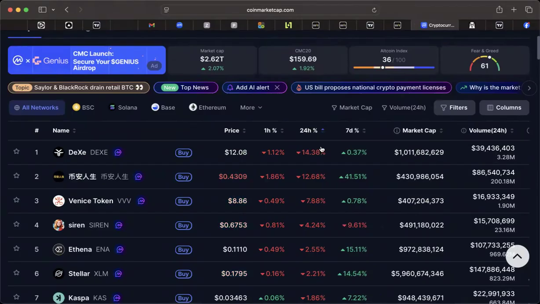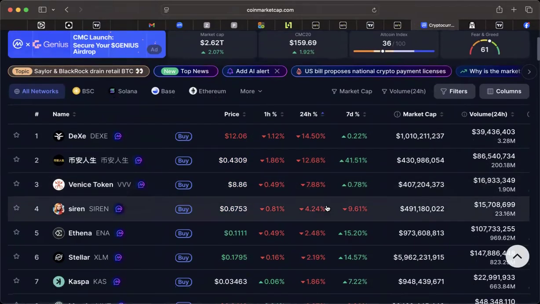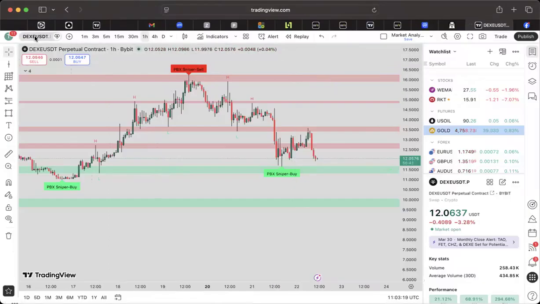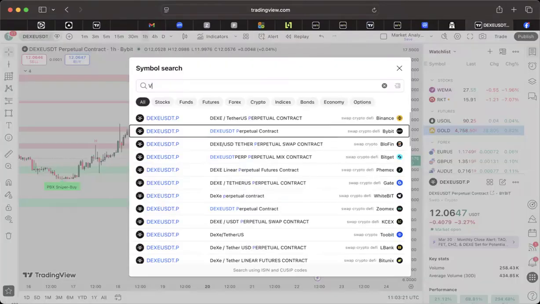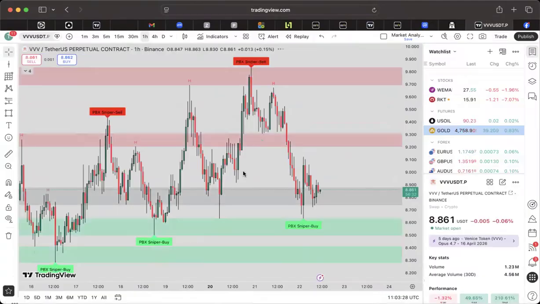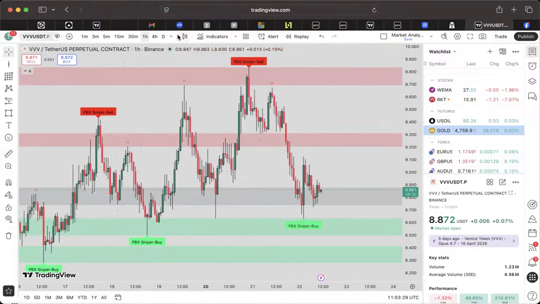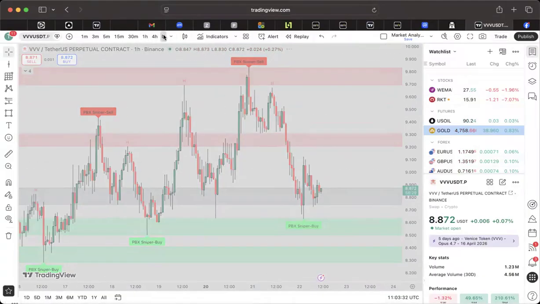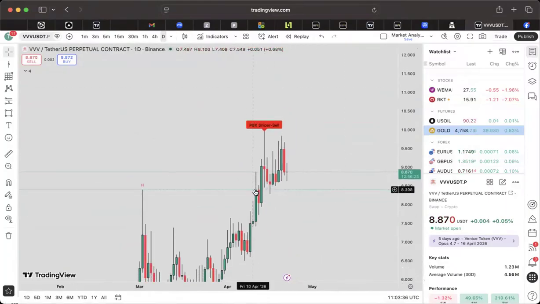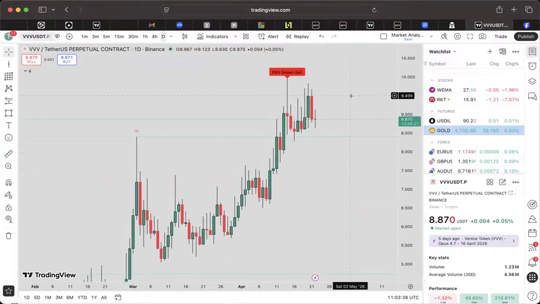Okay, Venice token, VVV. Do I know this token? VVV, that's triple V. Okay, so let's go to CoinMarketCap. VVV, triple V. Okay, so let's go. Let's look at the daily time frame. I think VVV was selling, right? That could be a very volatile pair. Was it just a pullback? Let's look at it. VVV.